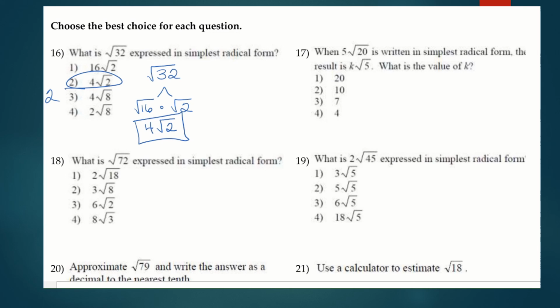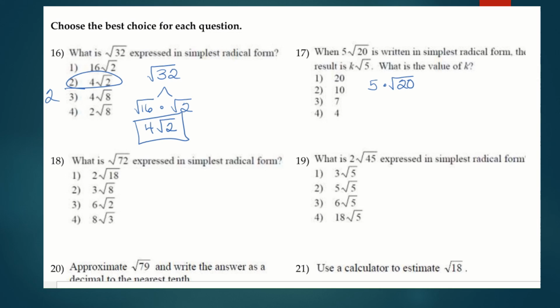For number 17, when 5 root 20 is written in simplest radical form, the result is k root 5. What is the value of k? So you're looking for that number on the outside of the square root once everything is simplified. Okay, so once again, just don't worry about your answer options right now. Let's actually work through the problem.